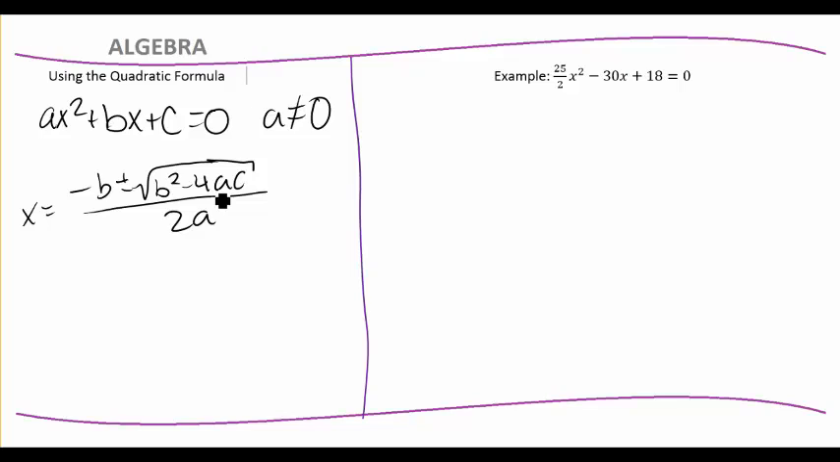So we're going to use this formula to solve our example on the right. Our example is 25 over 2 x squared minus 30x plus 18 equals 0. Now recall we had talked about something called clearing the fractions back in 1.1. Let's do that with this equation. So the least common multiple of our fraction is 2. So we're going to multiply both sides of the equation by 2.